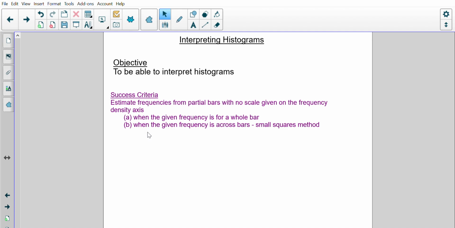And then making that slightly harder is when the frequency we're given, that key that we're given, is across 2 bars, so it's not for a whole bar.